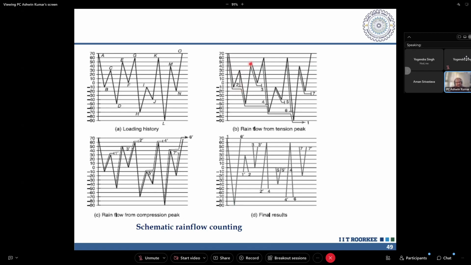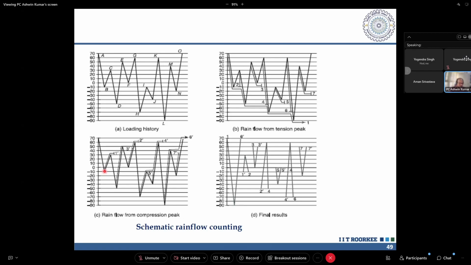Then I take the second peak, I bring it down, I stop it here because this particular level is higher. I bring this one down because of this rainflow, it stops here. This peak is stopping here because there is another peak that happens beyond this particular value, and this goes down and gets stopped by this particular flow which is already there. And then this peak is happening, it stops here, right?